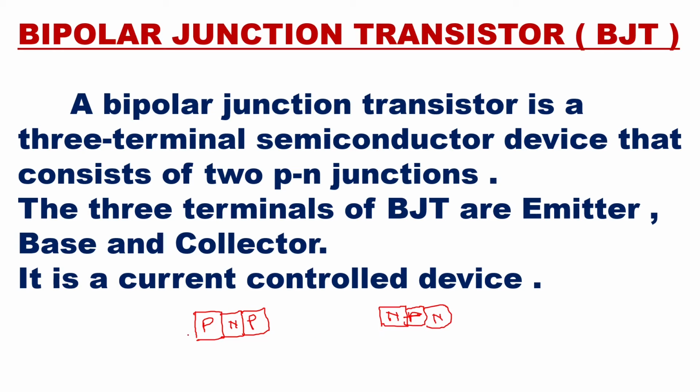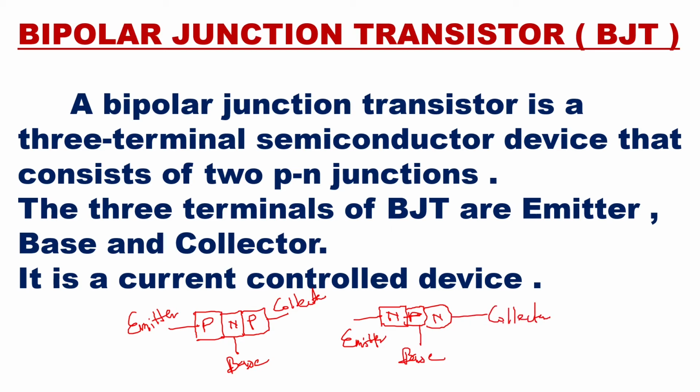And it will have three terminals. The first terminal will be called emitter, the second will be called base, and the third one will be called collector. Same for NPN also. The first one will be called emitter, second one will be called base, and the third one will be called collector. These are very important things you should know. And it is a current control device, because the input current will manage or handle the output voltage. So it is called a current control device.